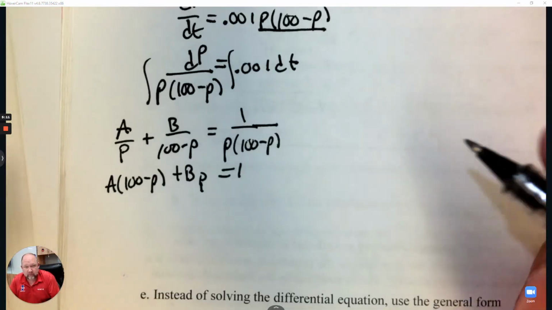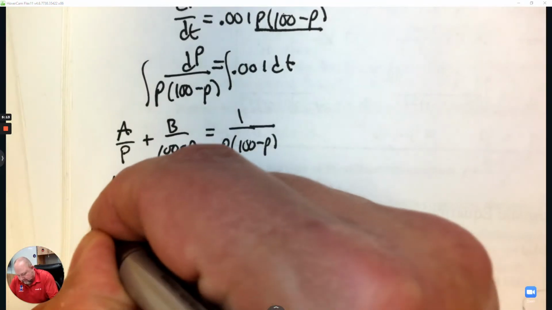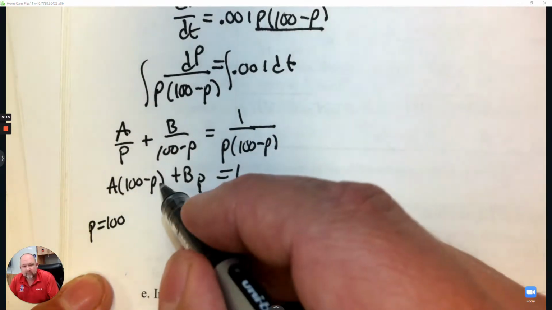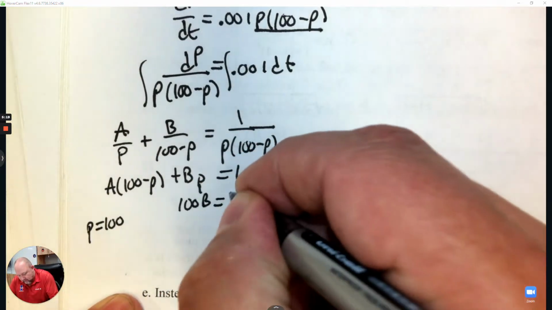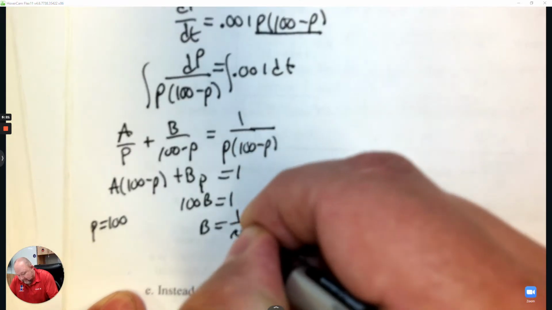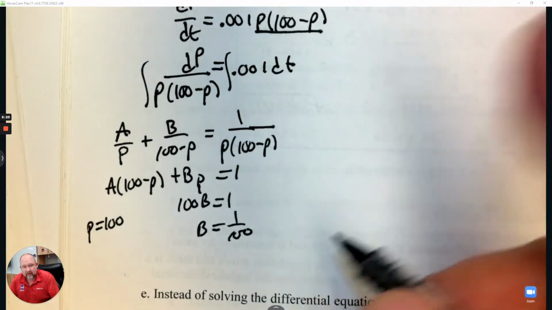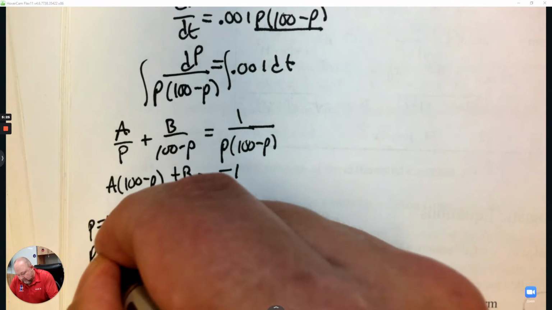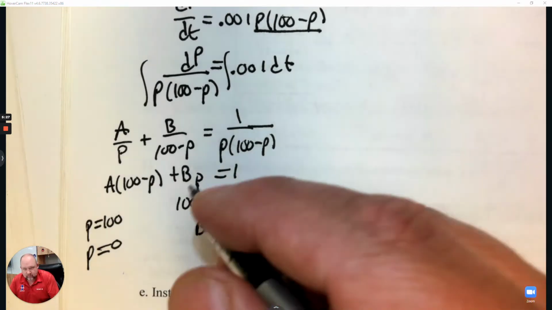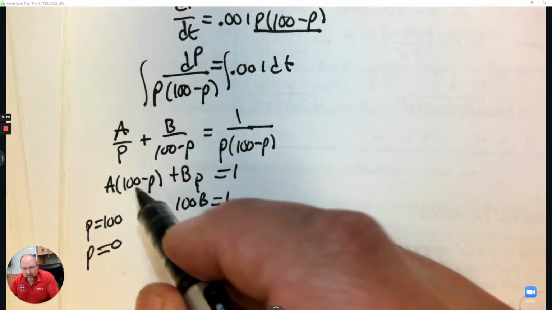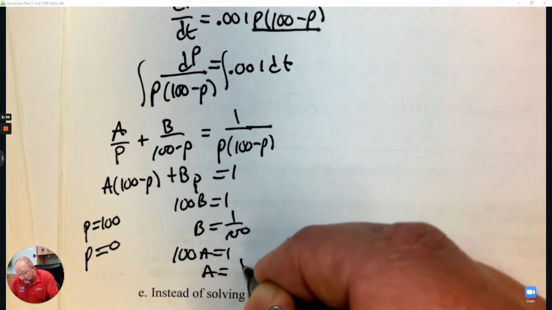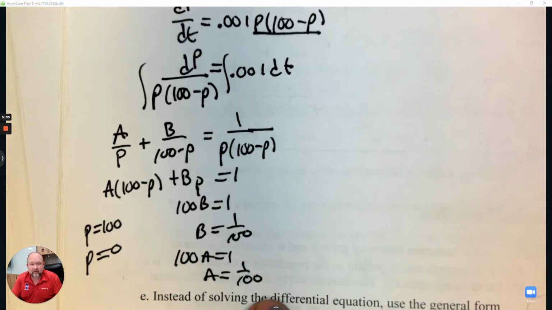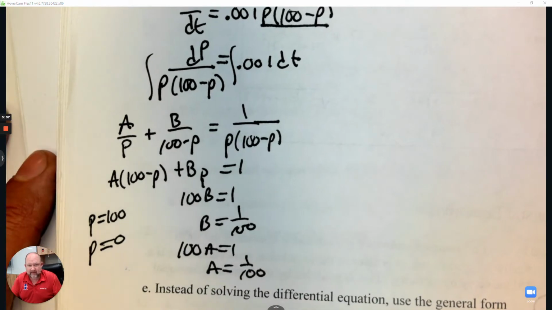And that's what I'm going to use. So now I use the zeros. So when P is 100, that gives me 100B is equal to 1, divide, and that gives me 1 over 100. The other one is 0. So when P is equal to 0, it leaves me with 100A equaling 1, and when I divide, I get 1 over 100. So I got both of those for B and for A.